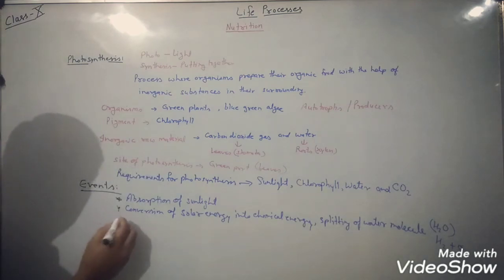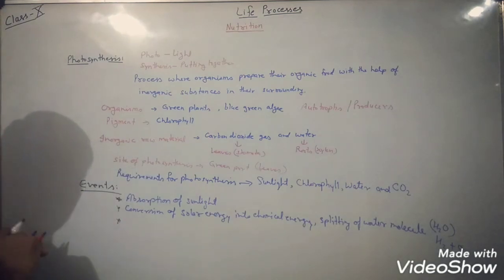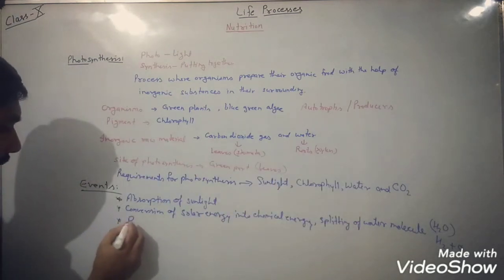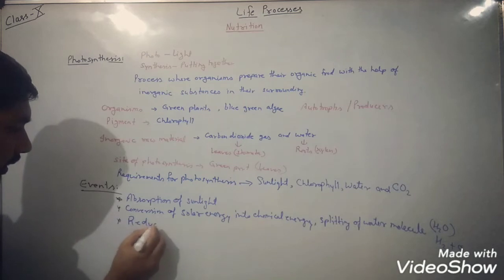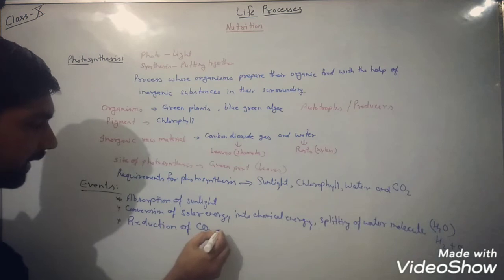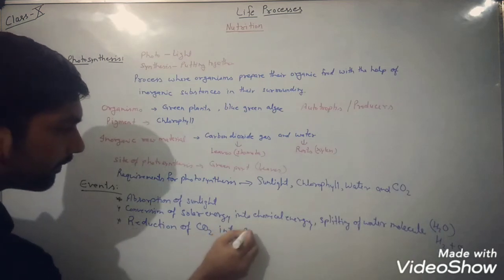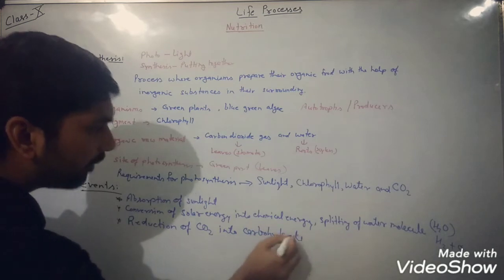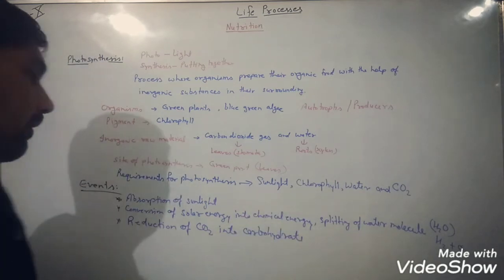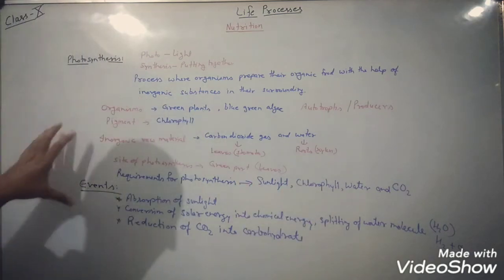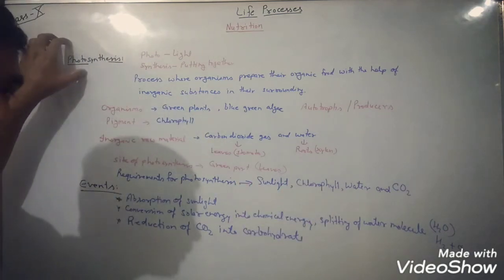And the last step is what? Now the carbon dioxide gas will undergo reduction into carbohydrate, which means now the formation of glucose will take place. So this is the photosynthesis process.